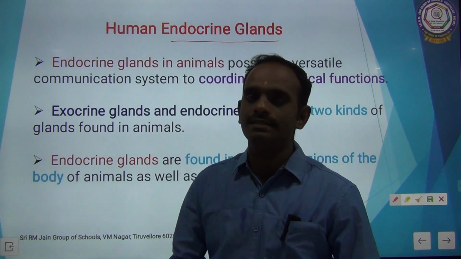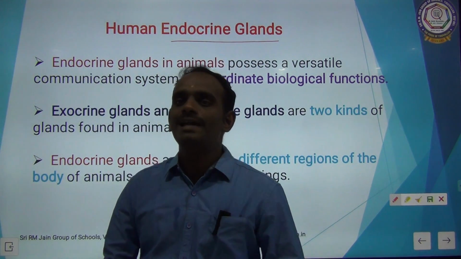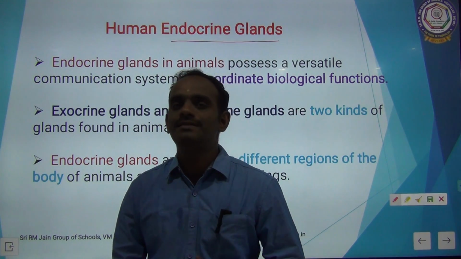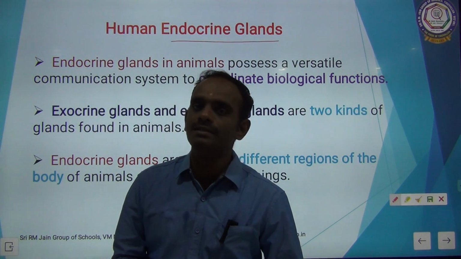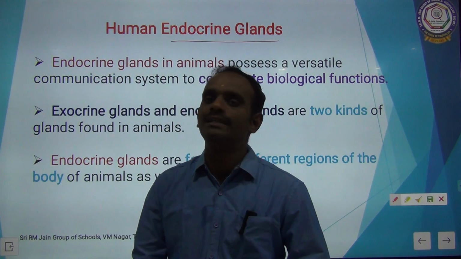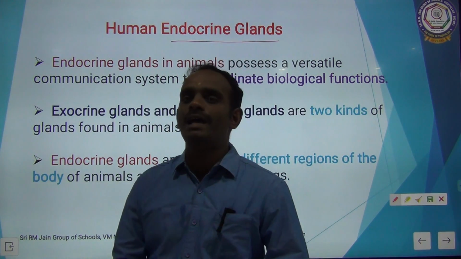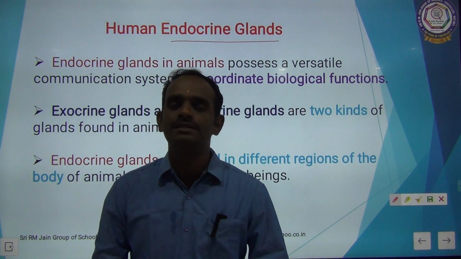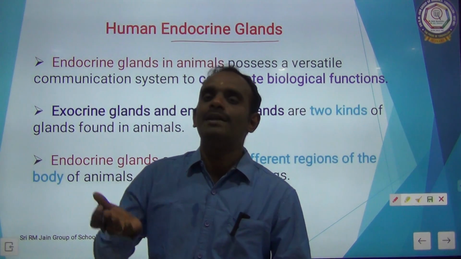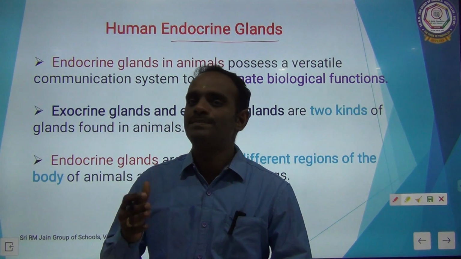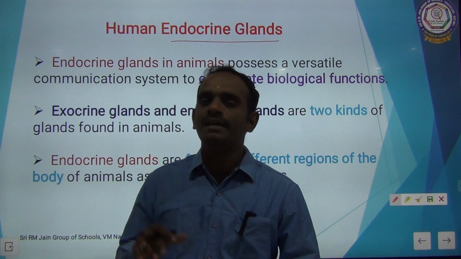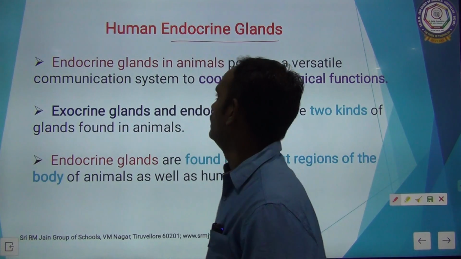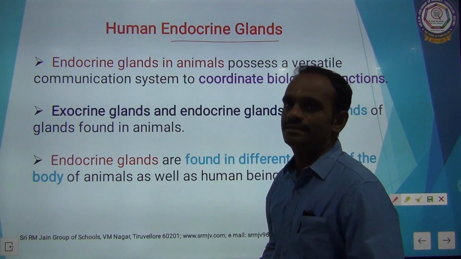In the previous class we discussed about the plant hormones. What are the plant hormones? You know, auxins, cytokinins, gibberellins, abscisic acid and ethylene. Among the 5 plant hormones, the first 3, auxins, cytokinins and gibberellins, promote the plant growth, whereas abscisic acid and ethylene inhibit the plant growth. Clear? So today we are going to learn about human endocrine glands.